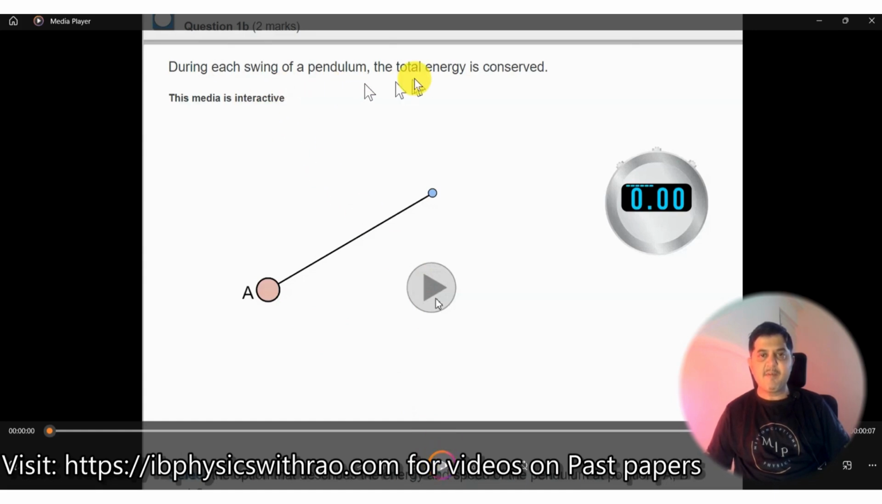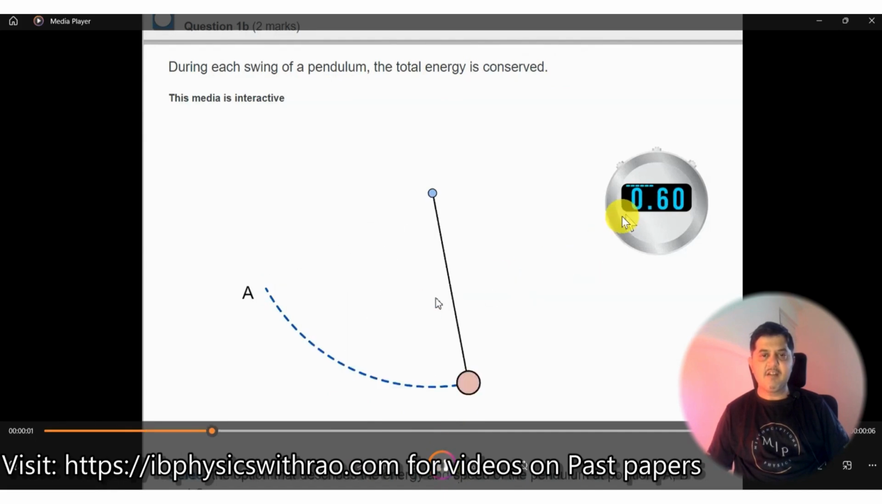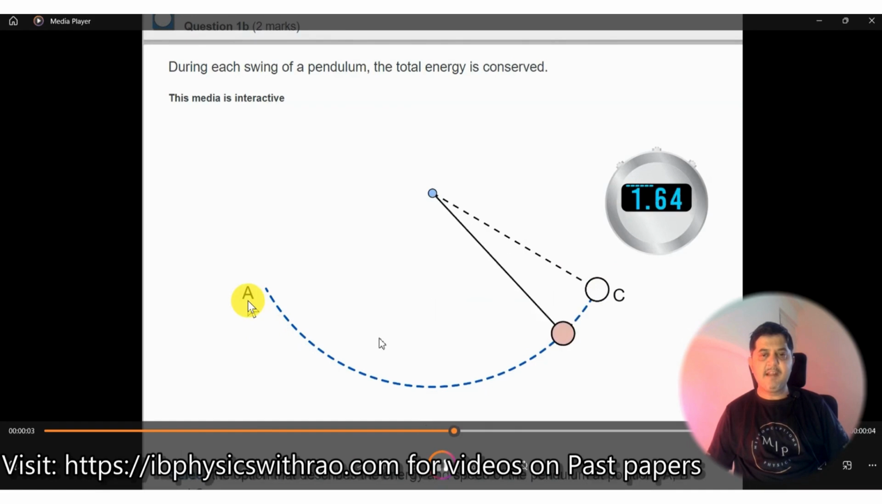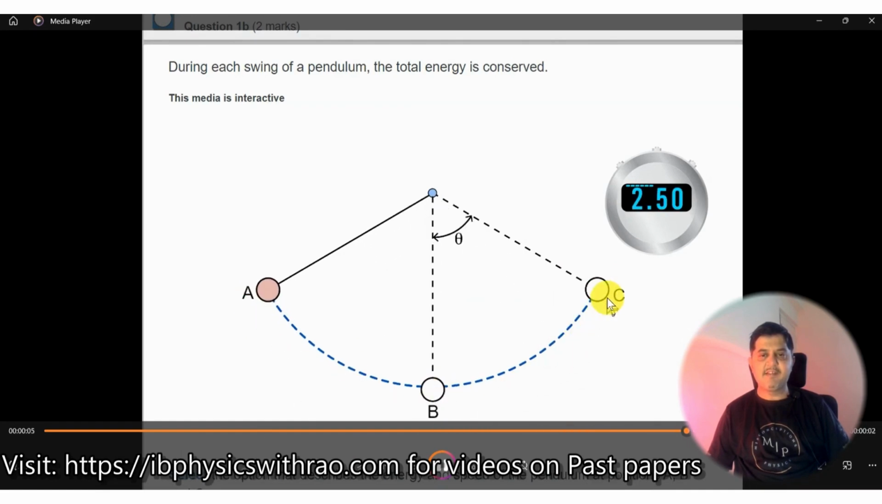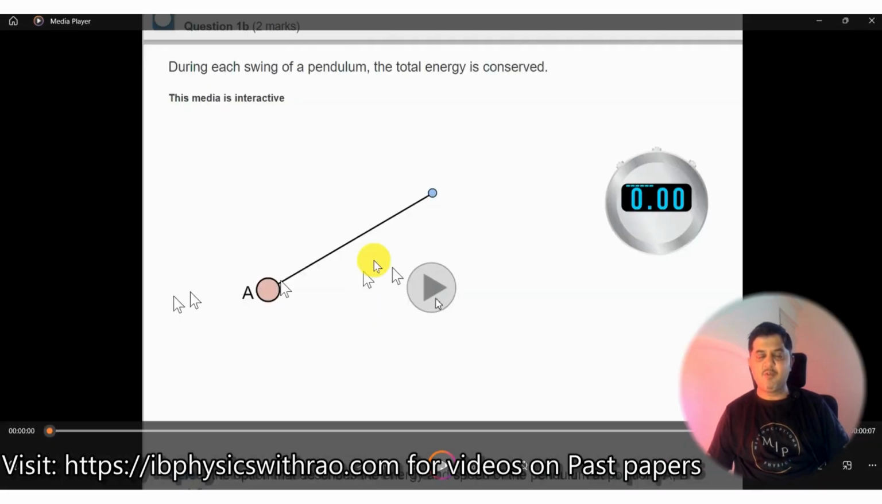During each swing of a pendulum, total energy is conserved. The media is interactive, and note down what's happening over here. This point is A, this point is B, this point is C, and it takes a time of 2.5 seconds.